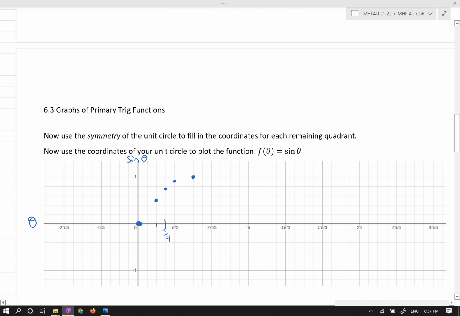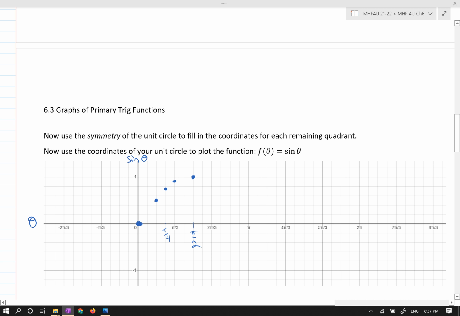Now, something to pay attention to as we work forward: we don't have a theta value for every single pi over 6 piece in here, right? So it's not like we're plotting these points with a consistent horizontal spread. So we need to make sure we're very careful right here. Now, using this, oops, that's pi over 2.